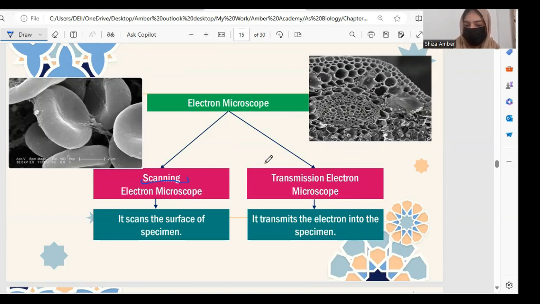Here, do we have any question? This is a very simple concept, but you have to remember this because they do ask you about the simple difference between scanning electron microscope and transmission electron microscope. You'll only see a 1 mark question regarding the differences between both of them. Yeah, Minha. Sure. All right, perfect.